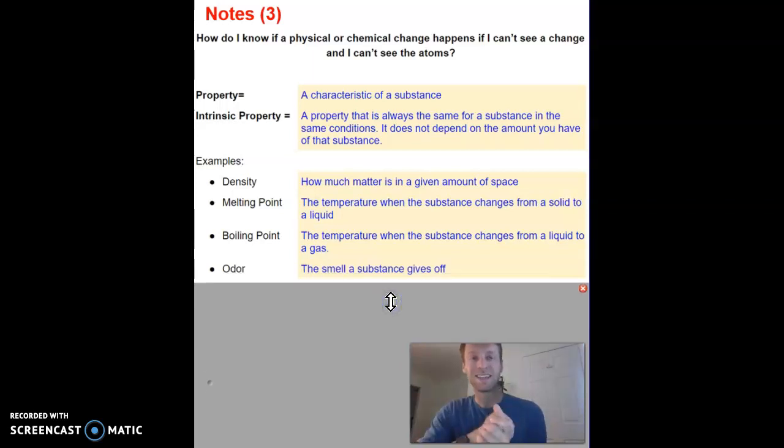The last one is odor. The smell a substance gives off, as long as it's a pure amount of that substance. That would be different if it was a mixture. Okay? So if you mixed something that smelled into water, that's no longer pure water, so it would have a different odor. We're talking about just the pure substance by itself.